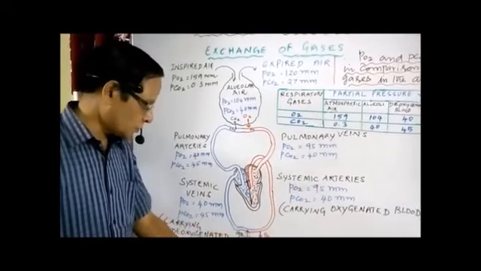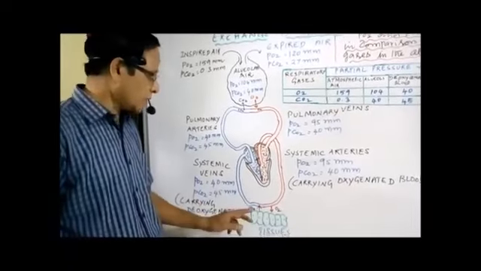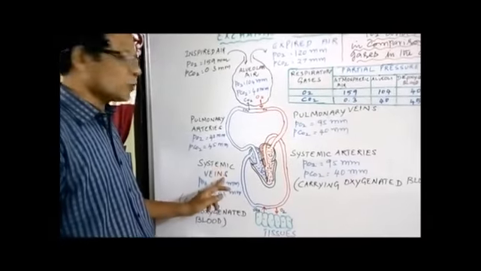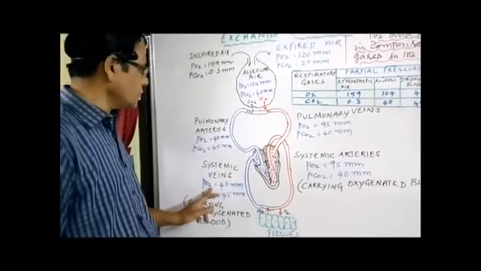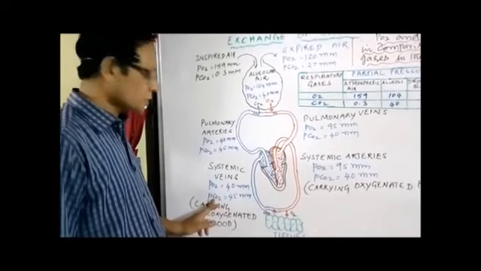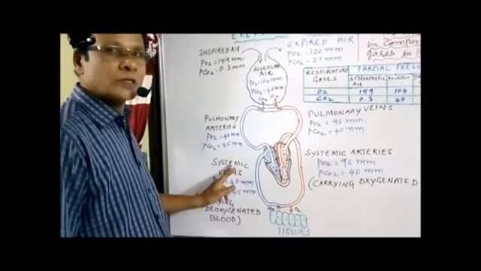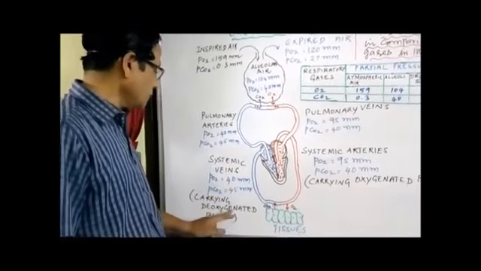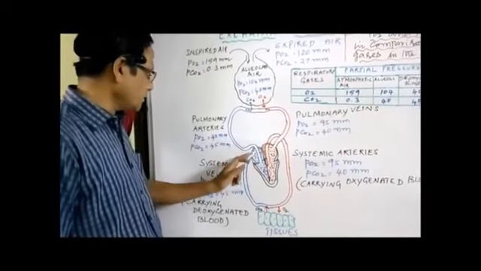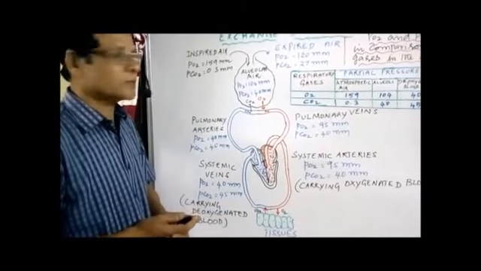This is the blood vessel carrying oxygenated blood. It is transported to the tissues, where oxygen is delivered and carbon dioxide enters the blood. Now carbon dioxide is transported through systemic veins. In the systemic veins, PO2 is less, that is 40 millimeter mercury, and the partial pressure of carbon dioxide is 45 millimeter mercury. The systemic veins carry deoxygenated blood. It enters the right atrium, from where again it is transported to the alveolus, where exchange of gas takes place.